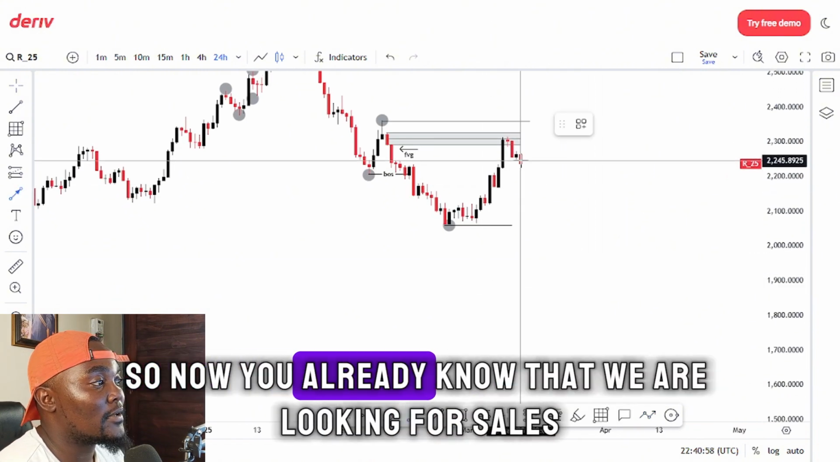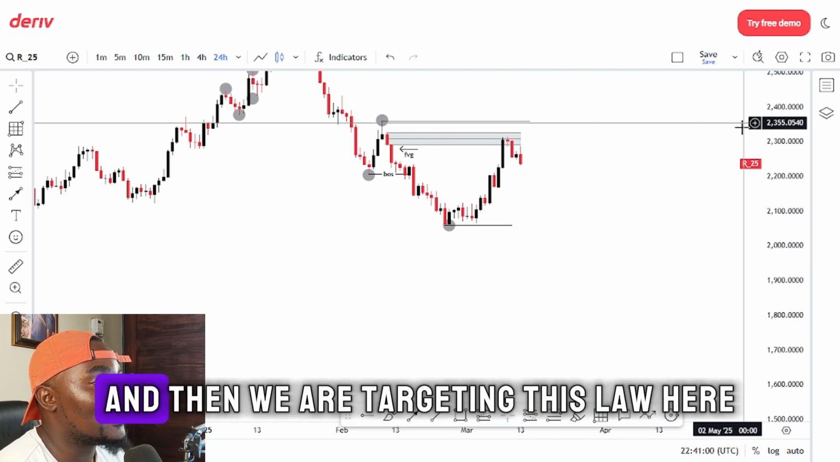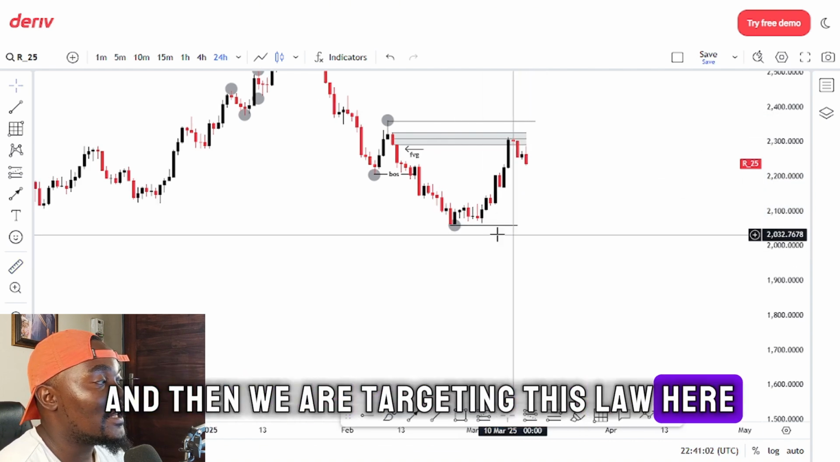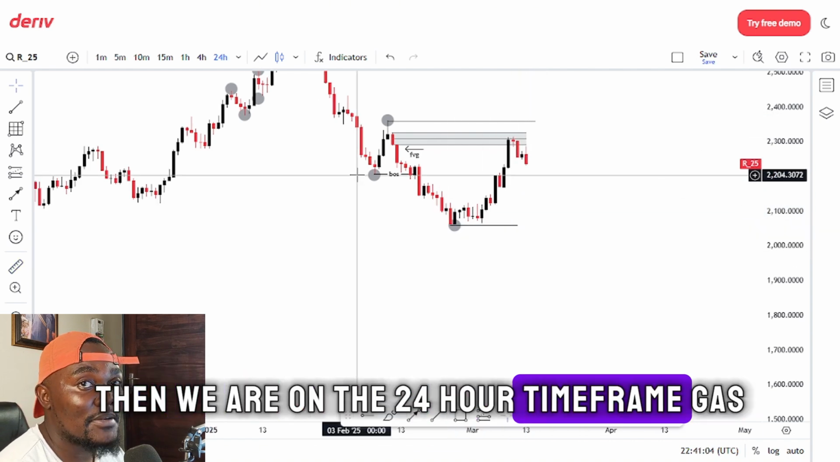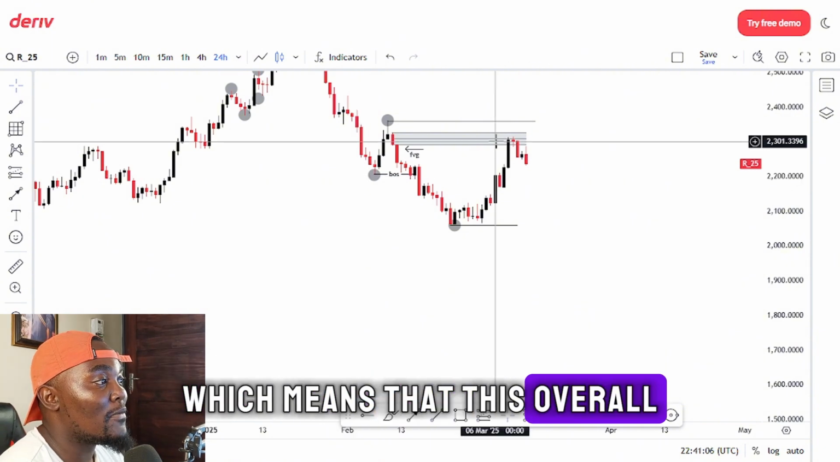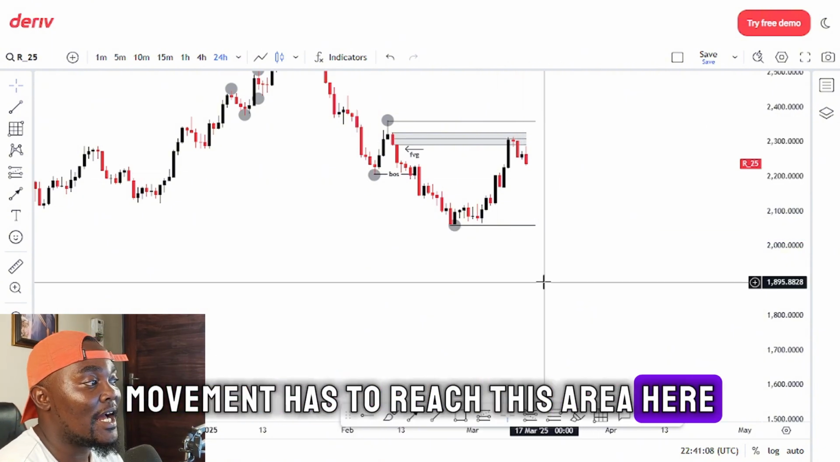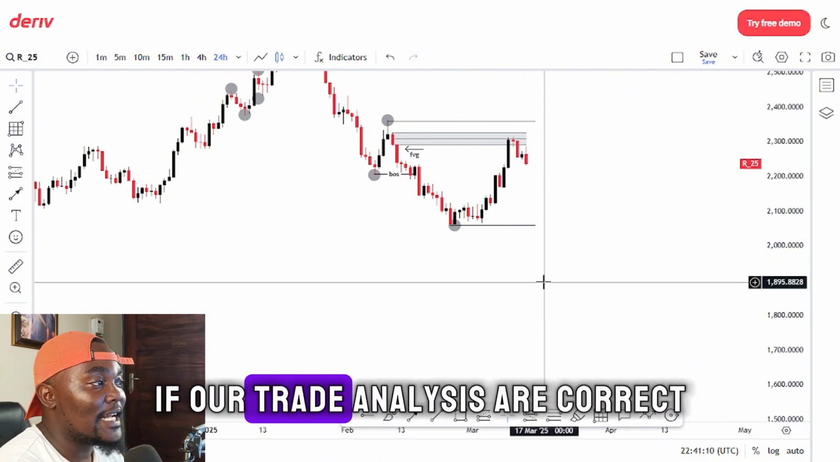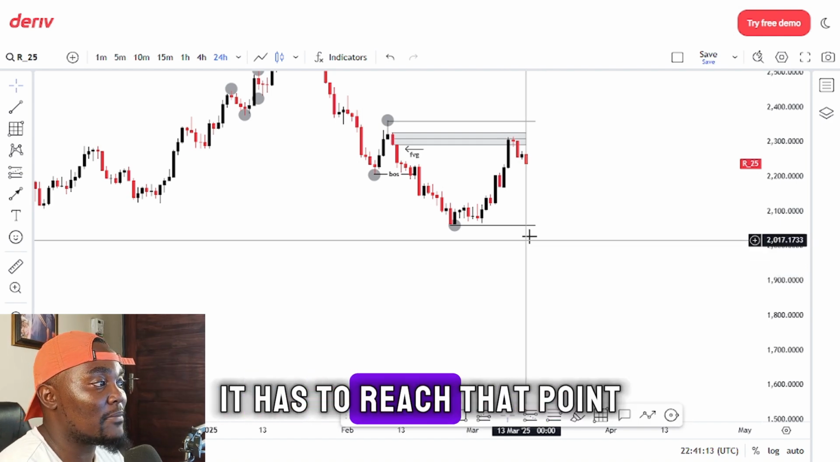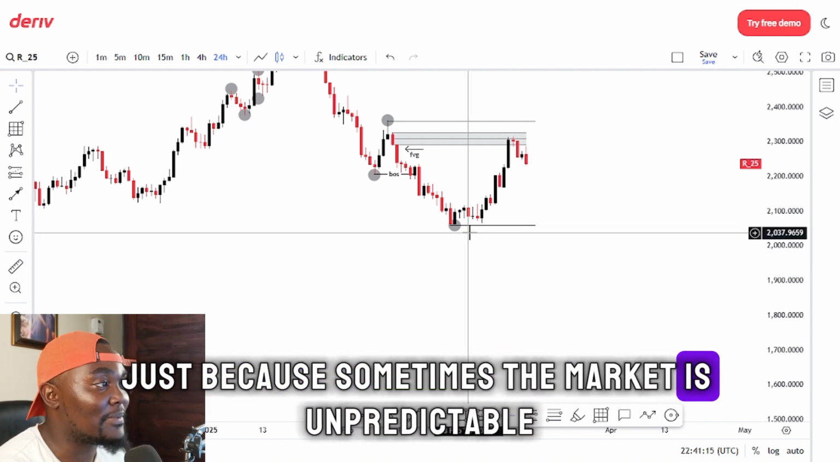So now you already know that we are looking for sells, and then we are targeting this low here. Then we are on the 24-hour time frame, guys, which means that this overall movement has to reach this area here. If our trade analysis is correct, it has to reach that point, just because sometimes the market is unpredictable.